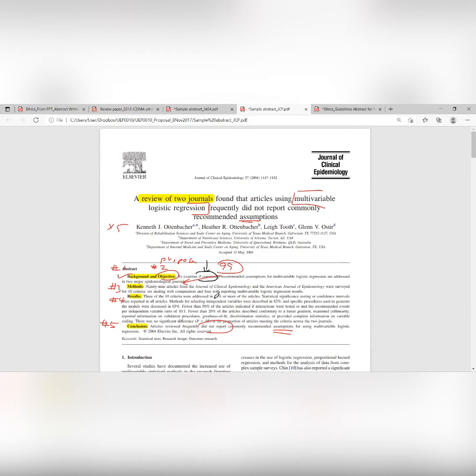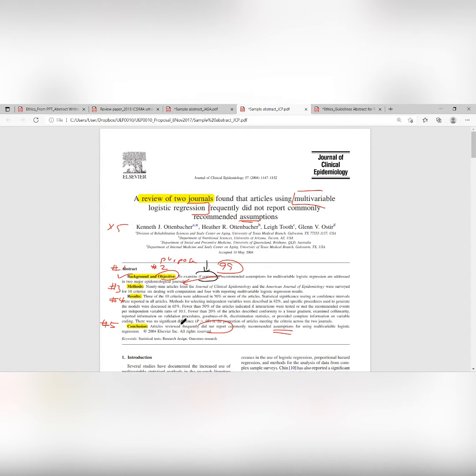epidemiological journals. So this paper has done a good job to set up the purpose, and then to set up the method, how to achieve the purpose, and then they have reported the result, and finally they conclude that articles reviewed frequently did not report.